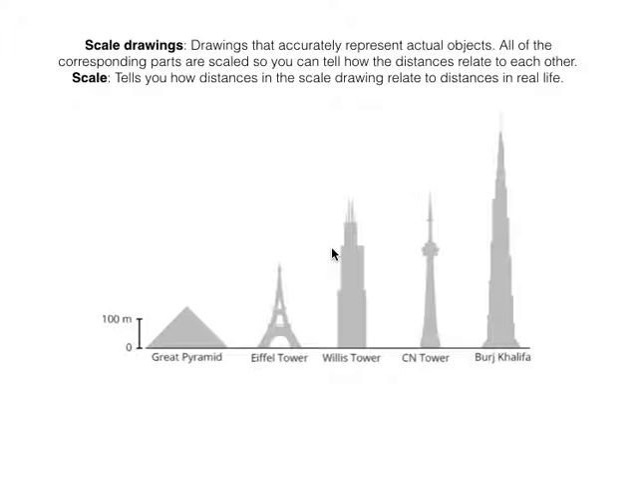So first we looked at some things that were scale drawings and things that were not scale drawings, and we ended up developing a definition that I've paraphrased into what we've got at the top here. Scale drawings are drawings that accurately represent actual objects. All of the corresponding parts are scaled, so you can tell how the distances relate to each other. You can use a scale drawing to actually figure out what's going on in real life, just as if you had something in real life, you could scale it down to a scale drawing. Scale is the important tool here. A scale tells you how the distances in the scale drawing relate to distances in real life.